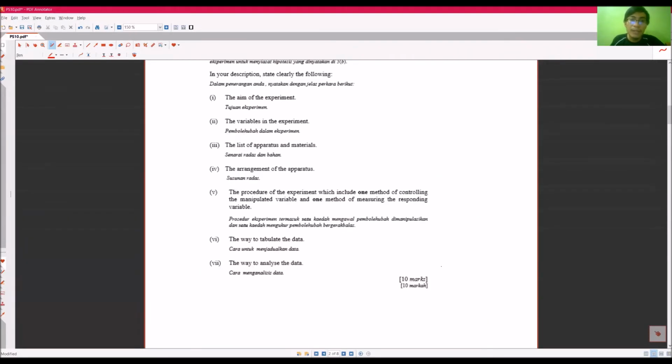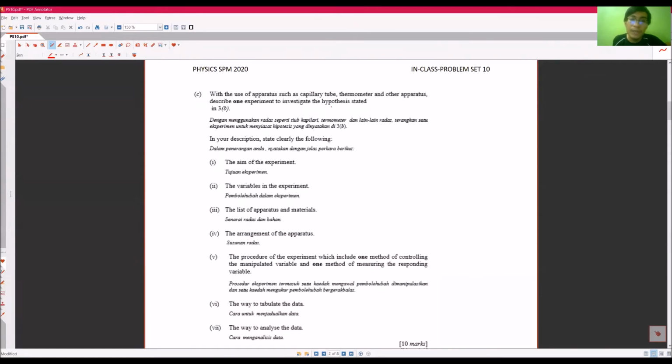Basically, with the use of apparatus such as a capillary tube, thermometer, and other apparatus, we need at least 5 functional apparatus. Basically, where should you look for the experiment? This is basically Charles' law, so you can look at the list of the apparatus. The important apparatus is the capillary tube because we want to measure the volume of the gas. Okay, we don't need a Bourdon gauge here.